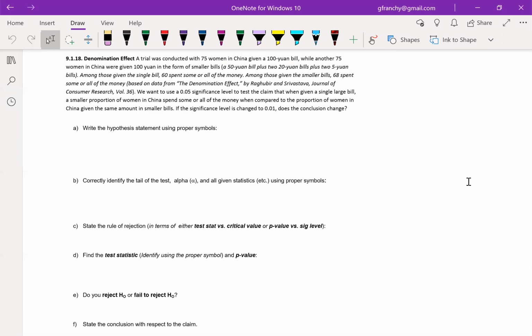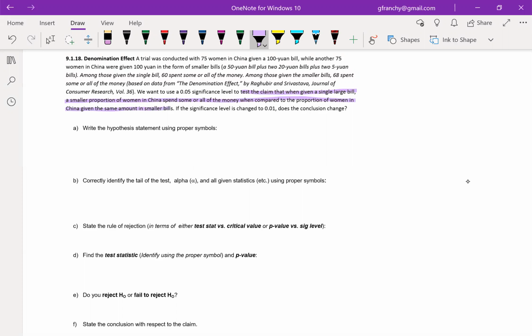We want to use a 0.05 significance level to test the claim that when given a single large bill, a smaller proportion of women in China spend some or all of the money compared to the proportion of women in China given the same amount in smaller bills. And then they ask us if we were to change the significance level down to 0.01, does the conclusion change? So first thing we want to do is go ahead and identify what our claim is.